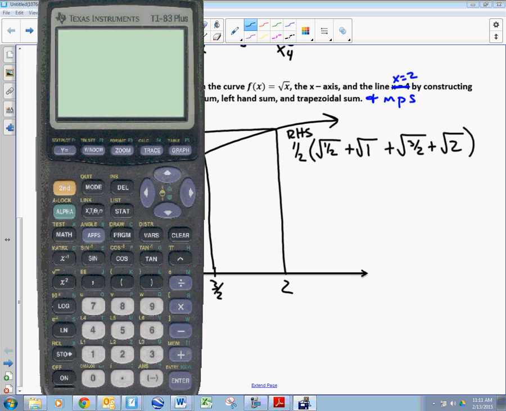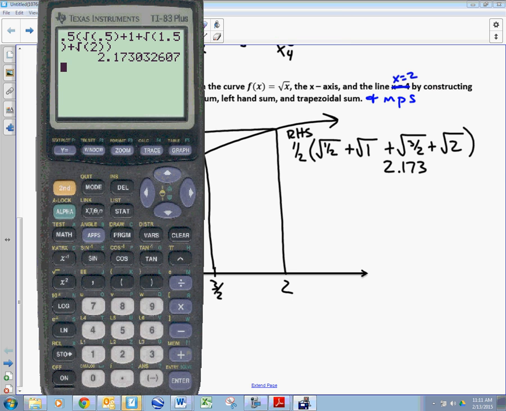Okay. So 0.5 times (square root of 0.5) plus 1 plus square root of 1.5 plus square root of 2. 2.173. Get that? Alright, we know that's an overestimation. So let's do something we haven't done before. Let's do the left-hand sum now.